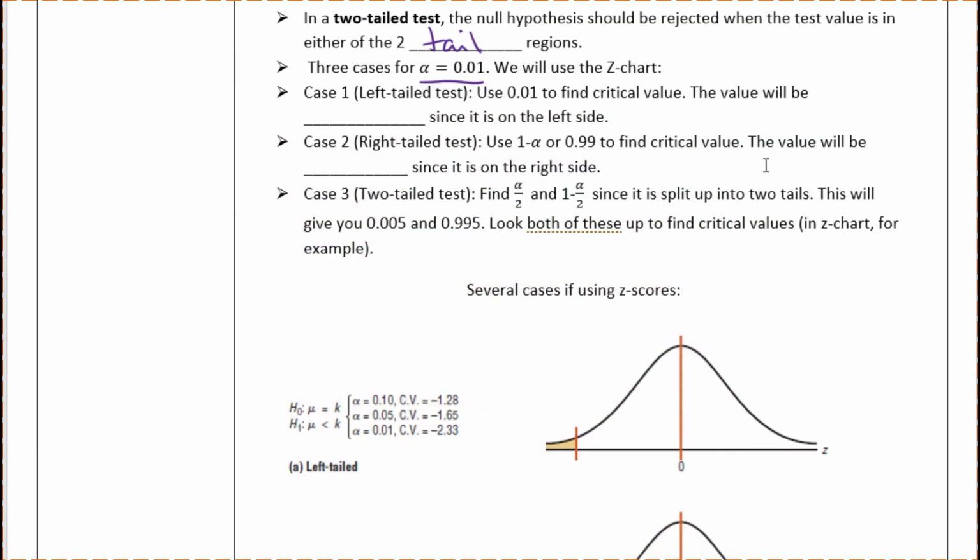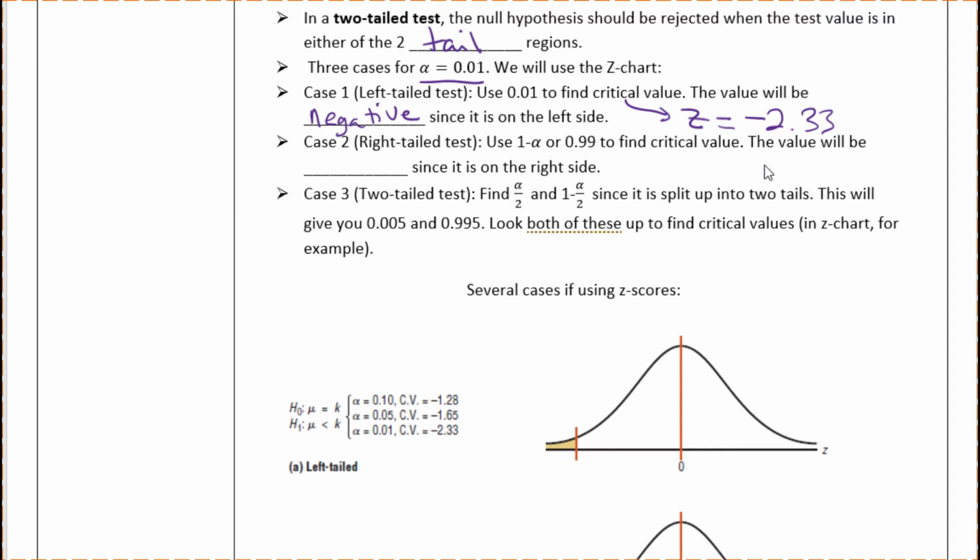That will be our critical value in that case, negative 2.33. The value is negative since it is on the left side, at least for the z.